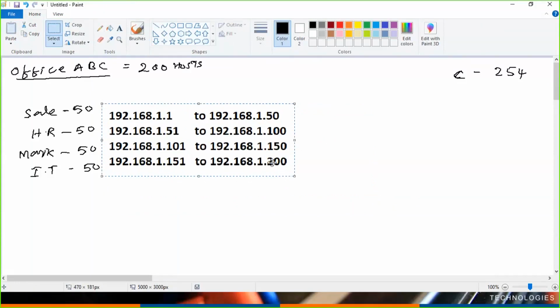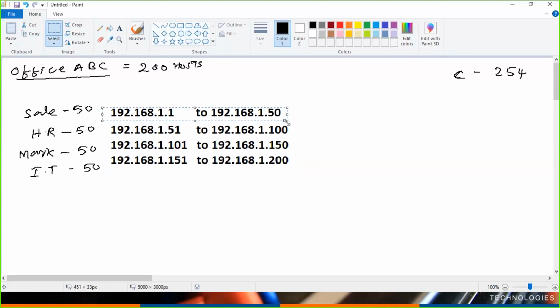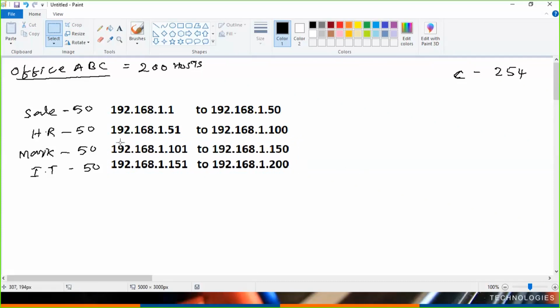Now the question is: sales department, HR department, marketing department, IT department, all 200 devices, will they communicate with each other? Yes. Why can they communicate? Same class, class C IP address. They belong to the same class, and the network bits and host bits are the same. Same network. All come in the same network.